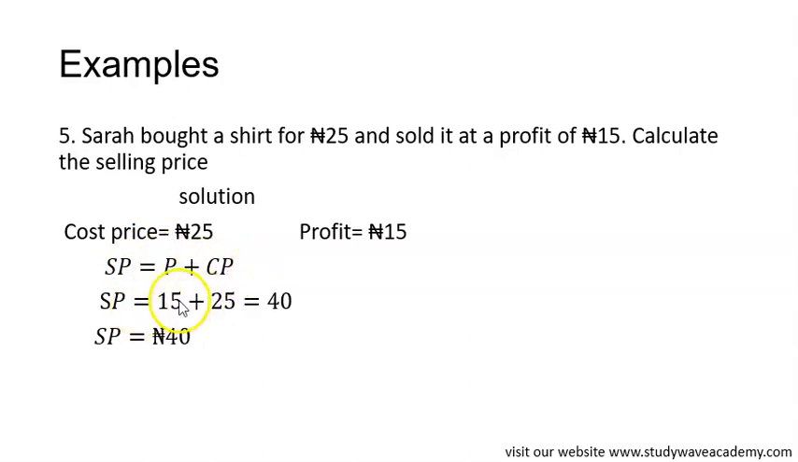So the profit here is 15 and the cost price is 25. Okay, so 15 plus 25 is 40. So the selling price is equal to 40 naira. So Sarah sold the shirt she bought for 25 naira for 40 naira. So it's a profit of 15 naira. Do you understand that? So we can find the selling price when the profit is given. Okay.